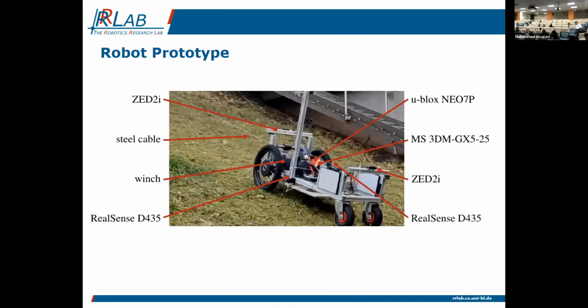And yes, then we started with building up a prototype. At this prototype, we also added in front a ZTV camera for path tracking. And here you see the steel cable of the winch.